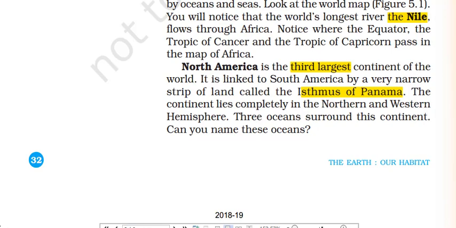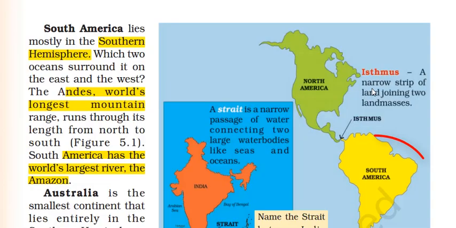Now North America is the third largest continent of the world. But what is interesting to know is that a narrow strip of land joins North America and South America, and it is called the Isthmus of Panama. It is a very important question: what connects North America and South America? And this continent lies completely in the northern and western hemisphere. Now South America. The majority of South America's land mass is in the southern hemisphere and South America has different oceans on both sides: the Pacific Ocean on its western side and the Atlantic on its eastern side.